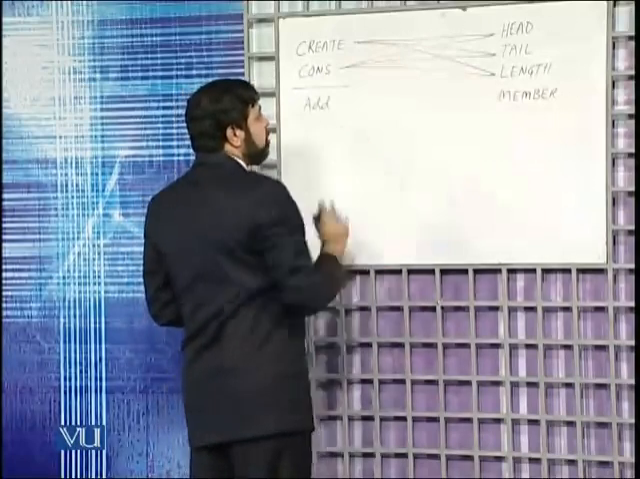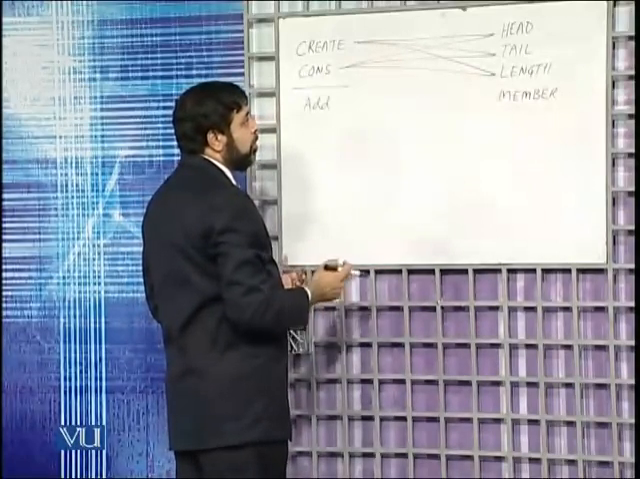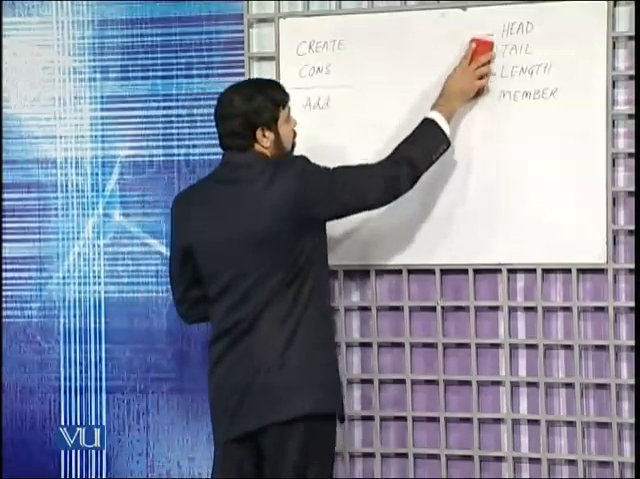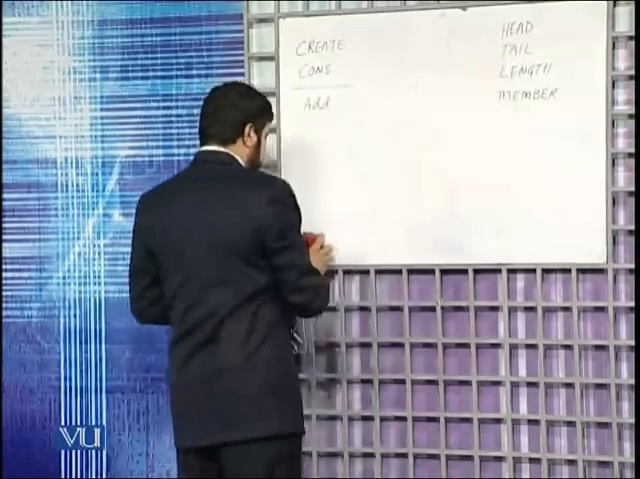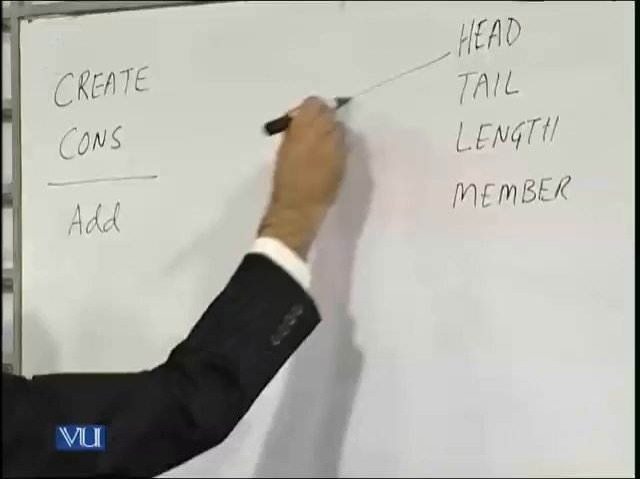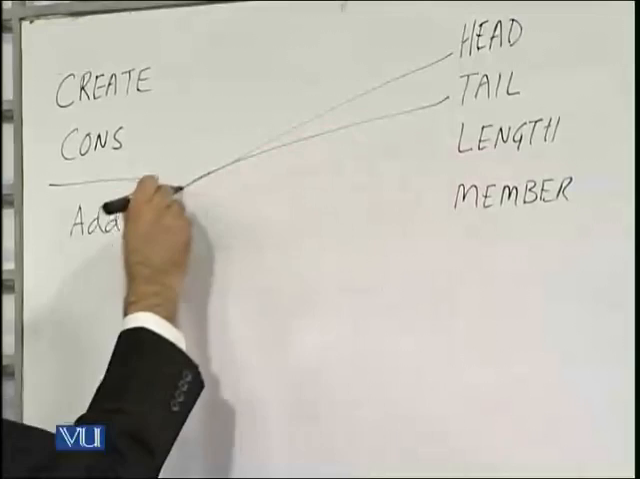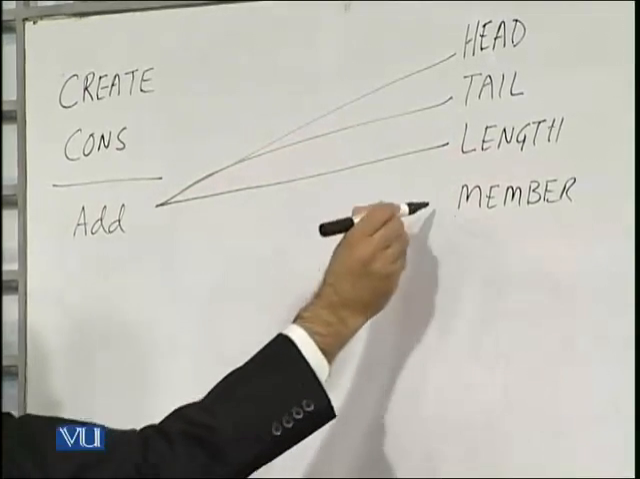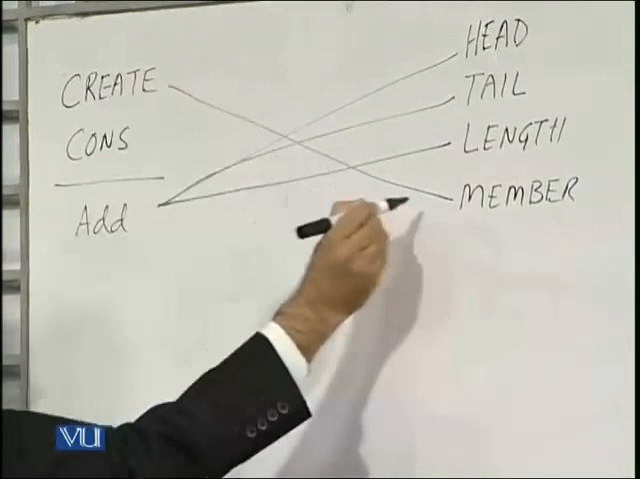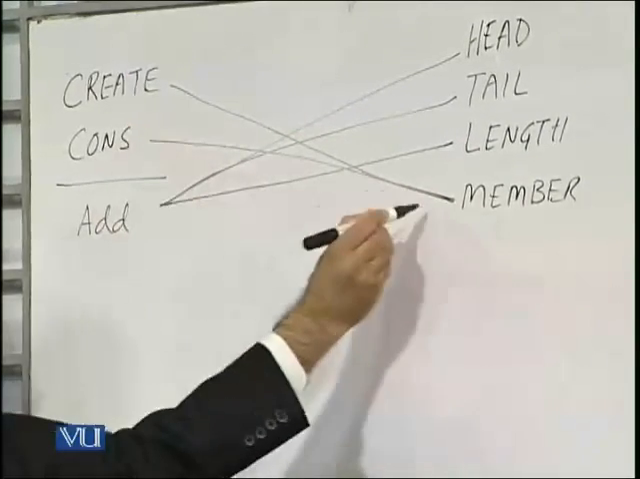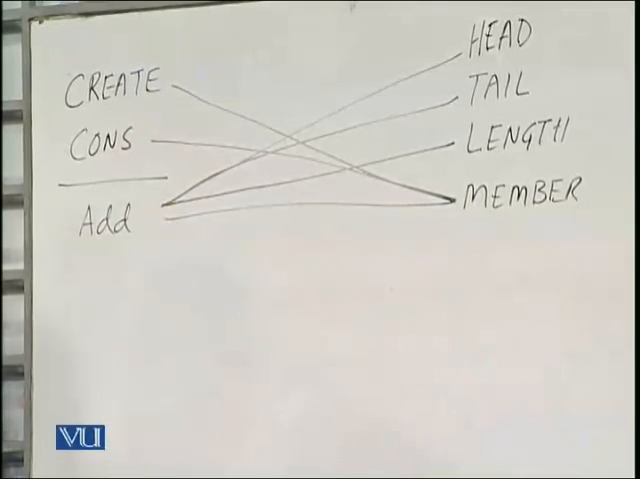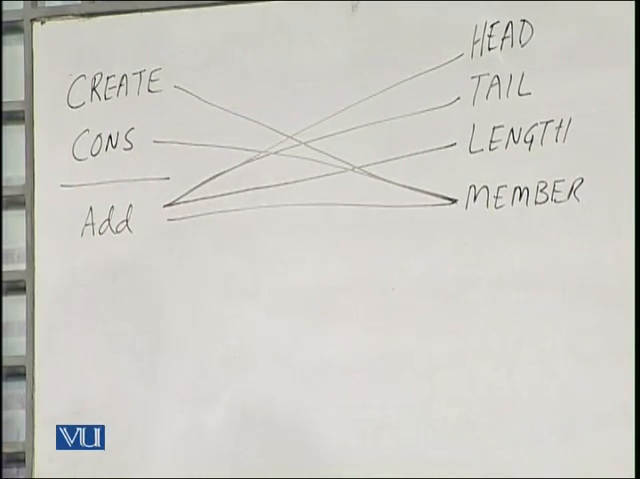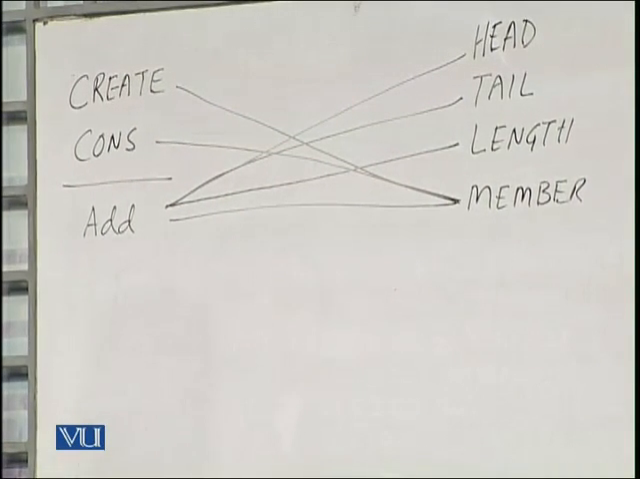So these methods then don't need to be written again. So what we need to do is, we need to write head for add, tail for add, and length for add, and we need to write member for create, member for cons, and member for add. So 6 new axioms that we need to write. So let us write those axioms.